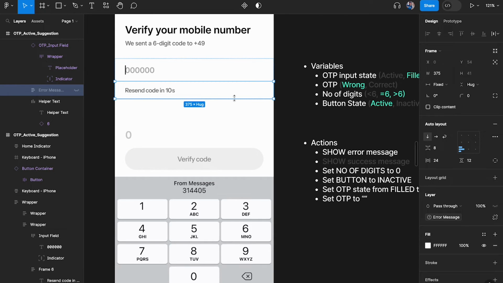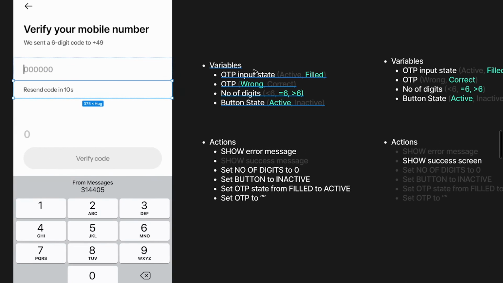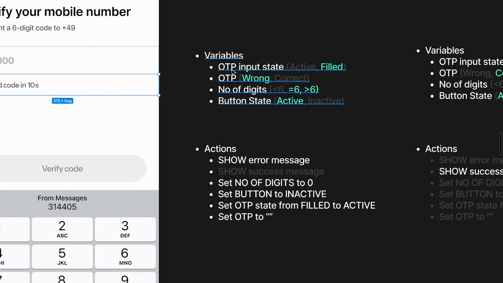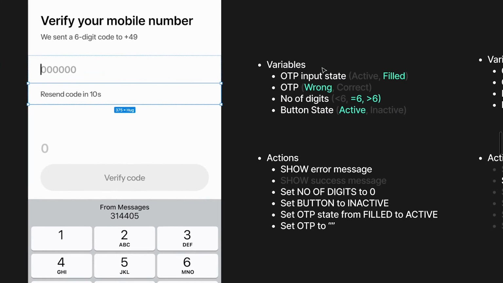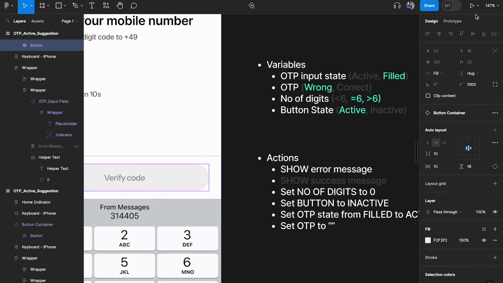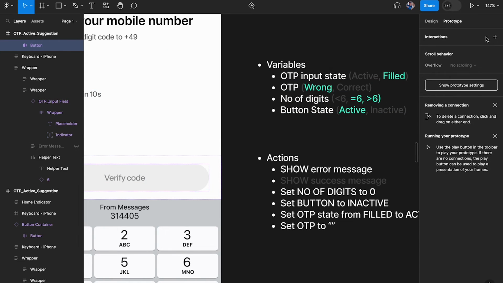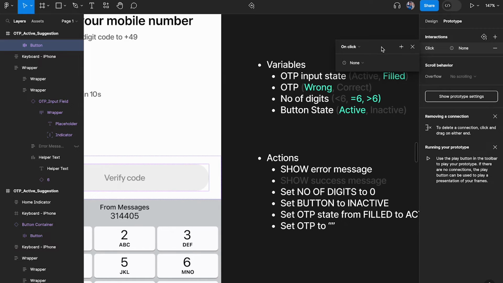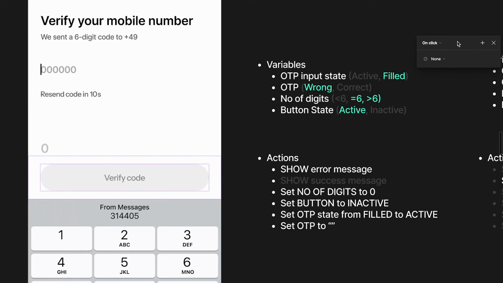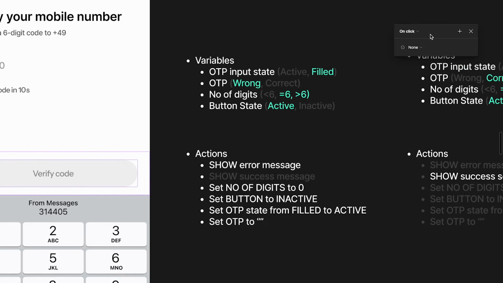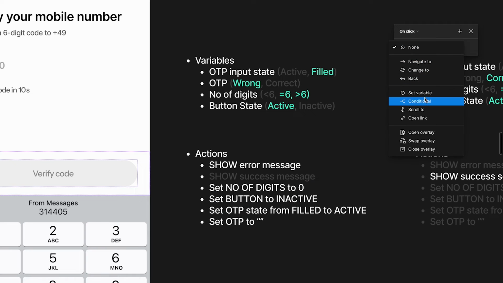So now that we have applied the variable, we can now trigger it. So let's understand. The first thing that we want to do is we want to set the input state of this to be filled. So I'm going to click on this, come here to our prototype, add an interaction, and we're going to say on click, okay? So on click of what? The button, we want to set an if conditional statement, because only if all these conditions are met, then we want to go ahead and perform these actions. So I'm going to click on this and say conditional.